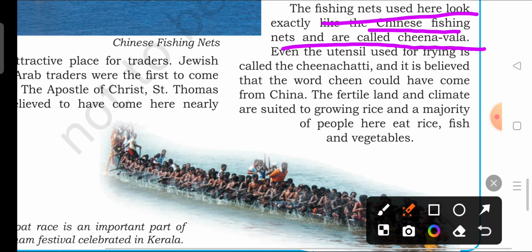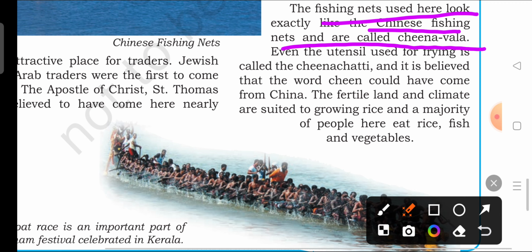So the kind of net used for fishing, and fishing is their main occupation here as they are near the sea, isn't it? Even the utensil used for frying is called the china chatti. See, even the utensil has the name China. From here we can predict that there was an influence of China, and it is believed that the word Chin could have come from China.